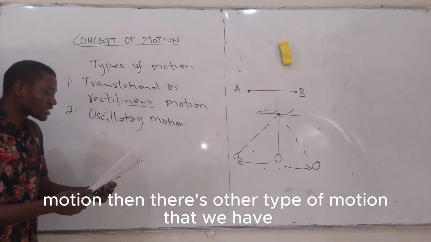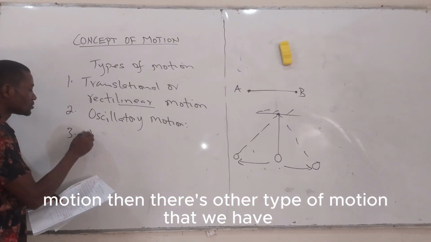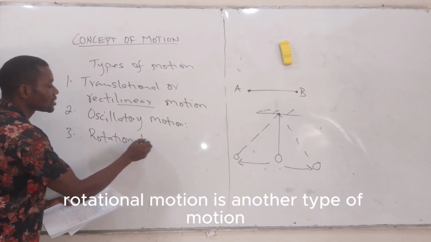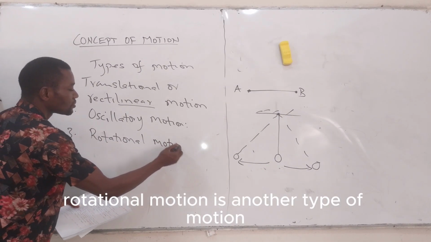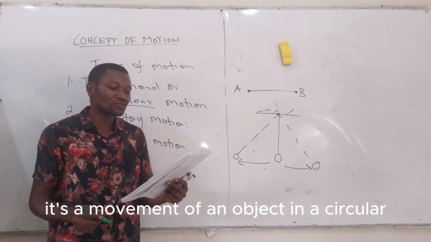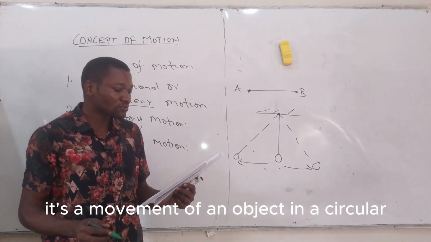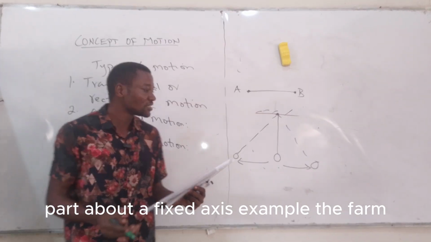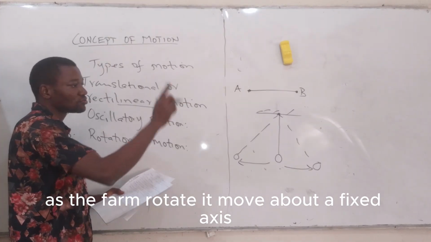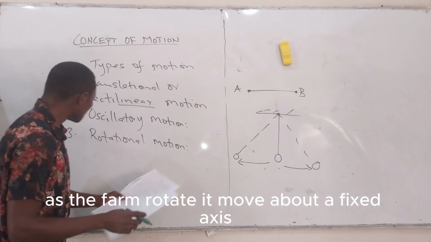Then the other type of motion that we have is rotational motion. And what is it all about? It's a movement of an object in a circular path about a fixed axis. Example, the fan, as the fan rotates, it moves about a fixed axis.